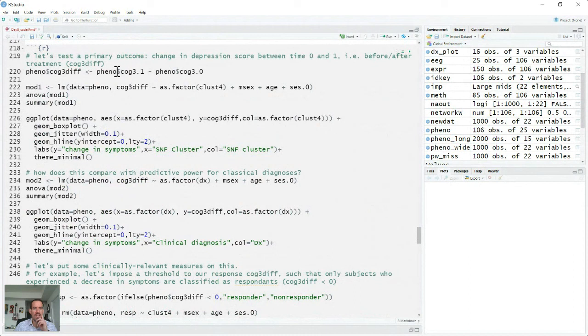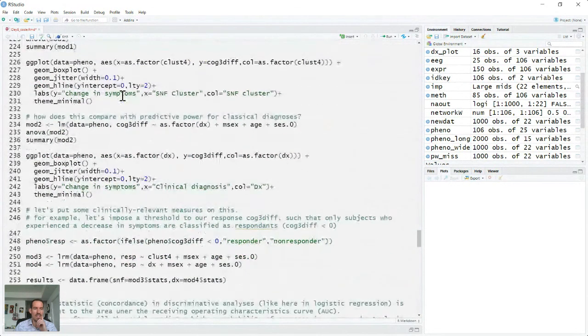And so this exercise here is defining a new variable that's the difference in score between first and second visit for cognition, and then running a linear model, so linear regression. We're actually going to model this difference over time as a function of our 4 cluster solution, and we're going to add sex, age, and socioeconomic status. And we're going to evaluate statistics on that to see what the effect is.